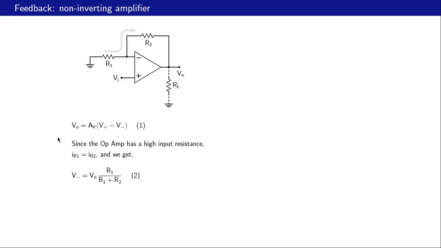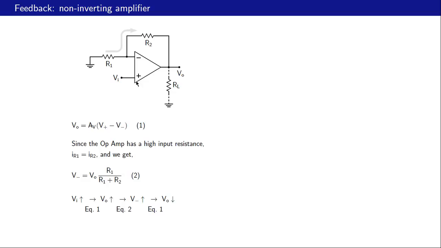Let us now look at the feedback situation in a non-inverting amplifier. Here is the circuit. Once again, we have Vo equal to AV times (V plus minus V minus), and this V plus is the same as Vi here. Since the op-amp has a high input resistance, this current is 0 and IR1 is equal to IR2. In this case, V minus can be obtained simply by voltage division. So that is Vo times R1 by R1 plus R2. That is our equation 2.